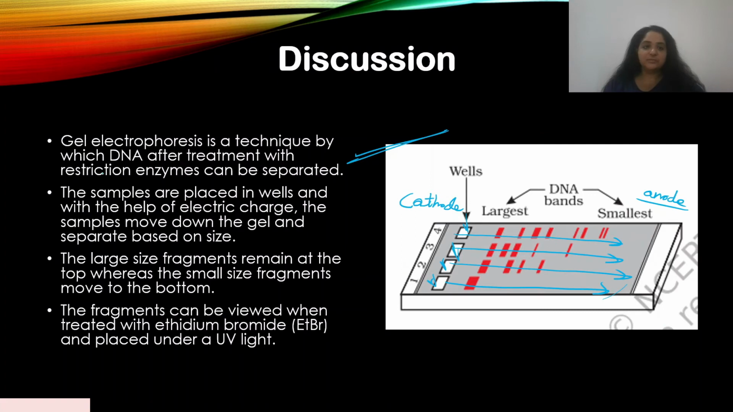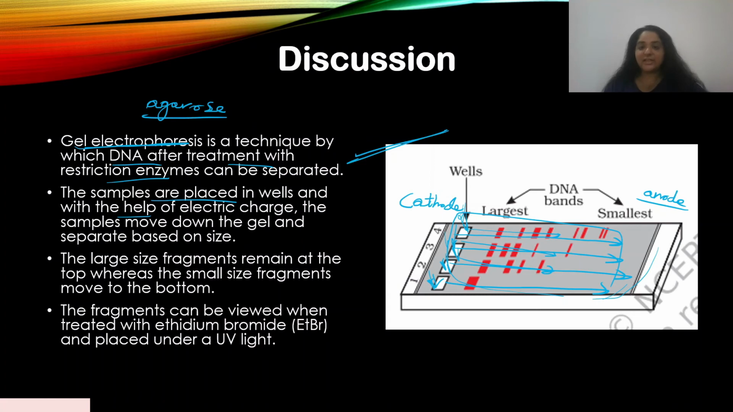Now, it's called gel electrophoresis, right? The gel used is agarose gel. You prepare the agarose gel, pour it into this well-like structure in the lab, and place your DNA samples in it. Basically that's what the technique is. In gel electrophoresis, DNA after treatment with restriction enzymes can be separated. The samples are placed in wells with the help of electric charge, and when these samples move down, they are separated based on their size.